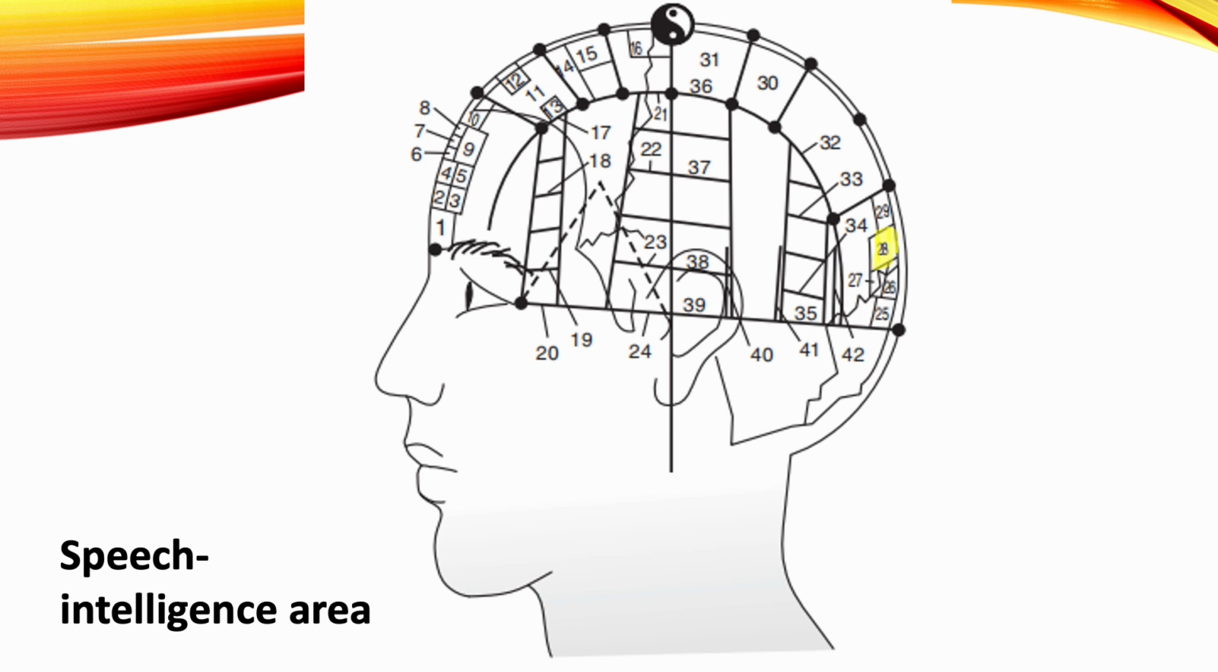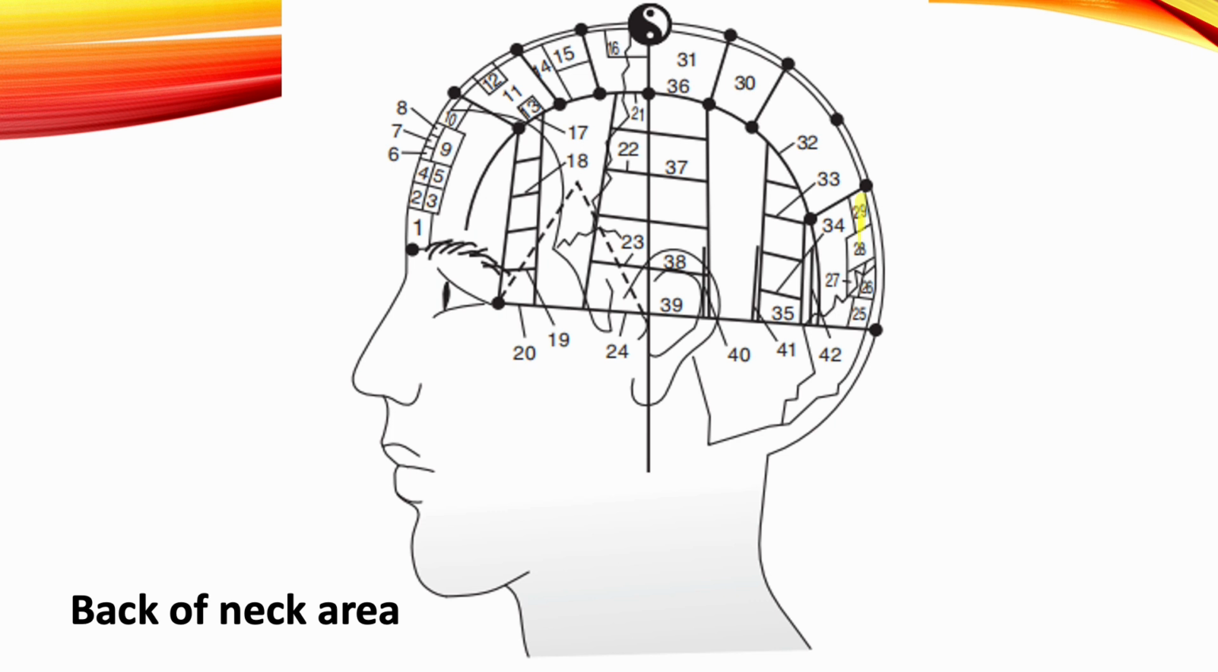Speech intelligence area, number 28. At the upper 1/3 area of the middle 1/3 portion, 1/2 diametral orbit from the anterior posterior midline. Back of neck area, number 29. At the upper 1/3 portion, 1/3 diametral orbit from the anterior posterior midline.